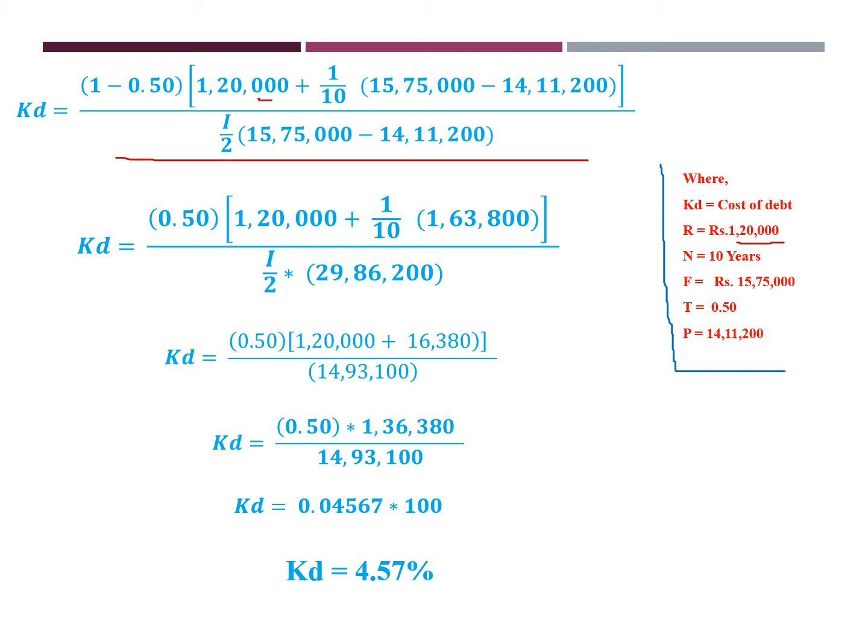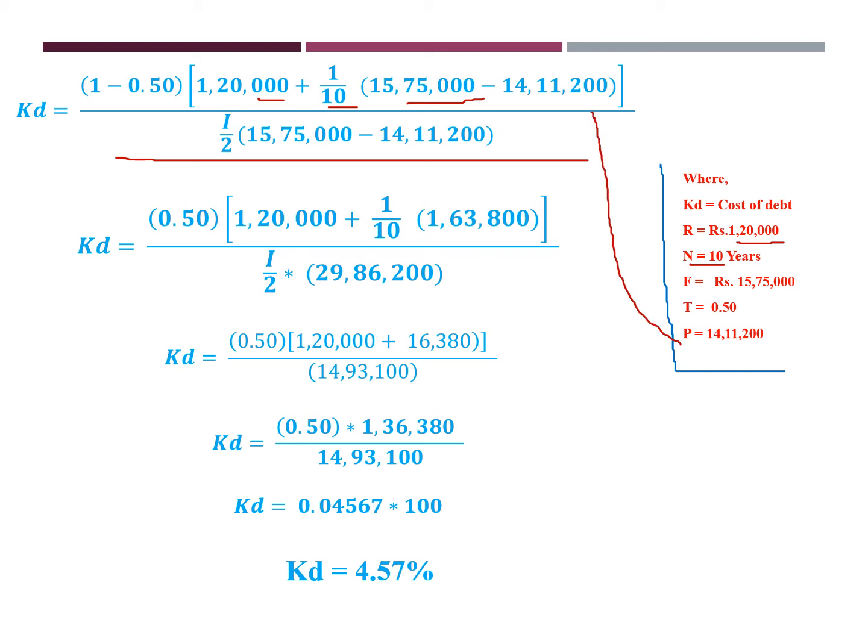1,20,000, this I have taken over here, divided by plus 1 by number of years, n. So n is 10 years, I have taken here. Now F minus P. F is what? 15,75,000, that I have taken over here. Then P 14,11,000, this I have taken.